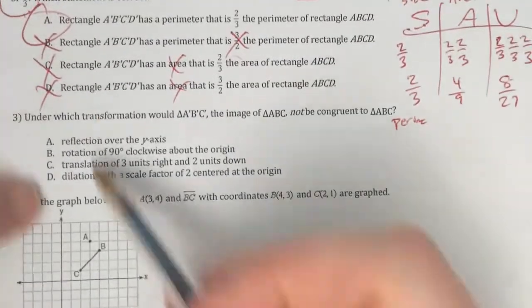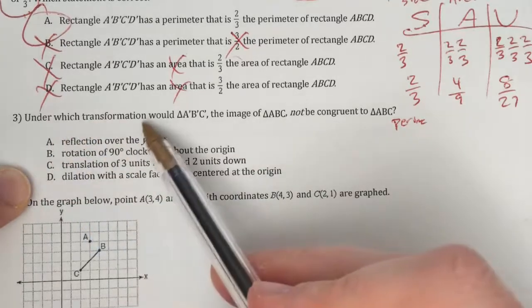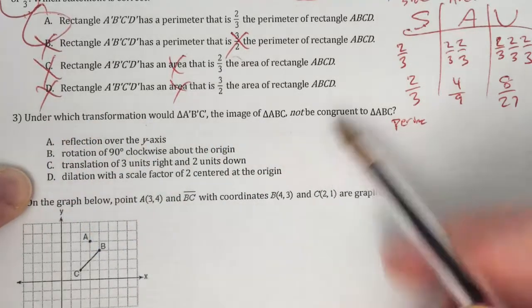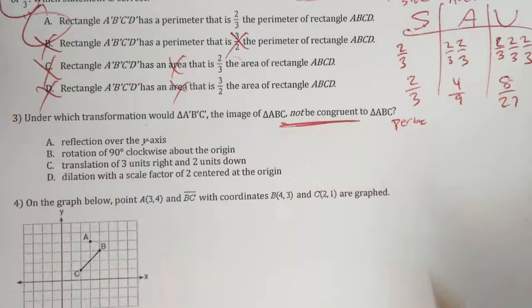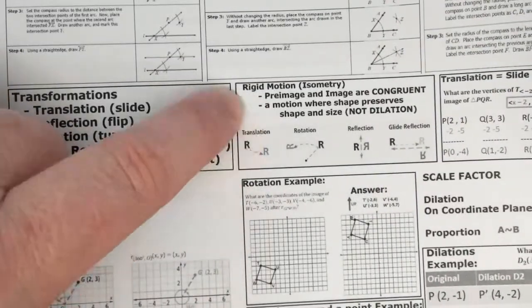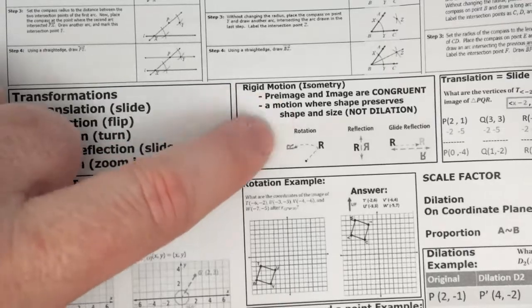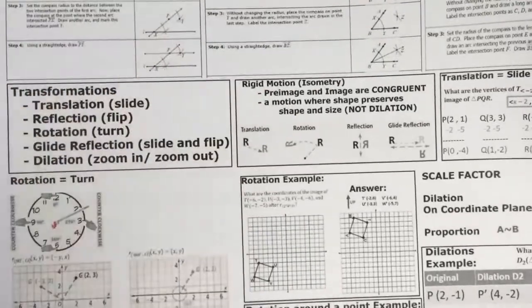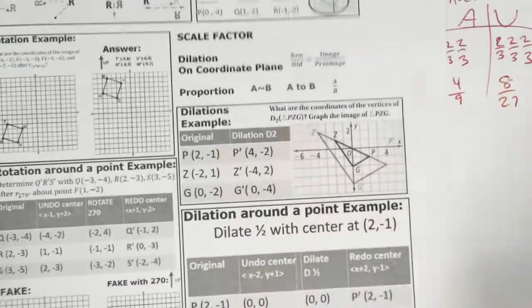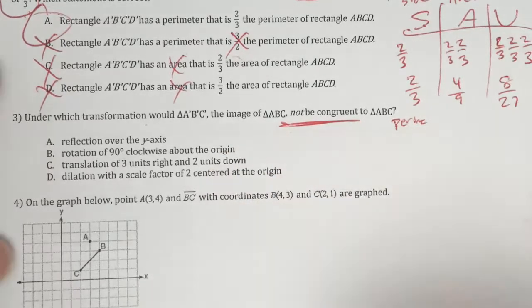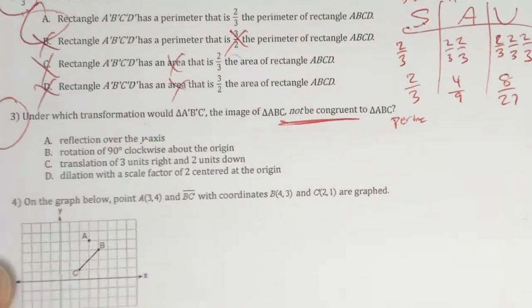All right. Number 3. Under which transformation will the image not be congruent? Which is what we just talked about. So when will things not be congruent? When we say anything about dilation, now see, it'll blow up. It won't be the same shape anymore. So you should be able to answer that question. So that's up to you guys. All right, number 4.